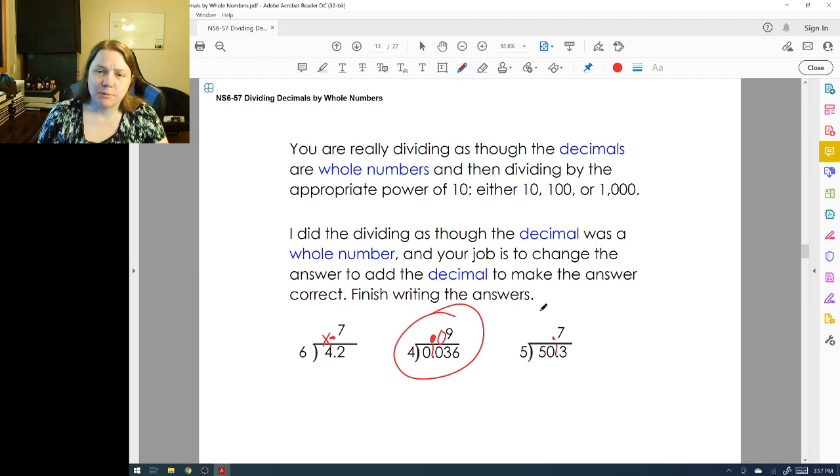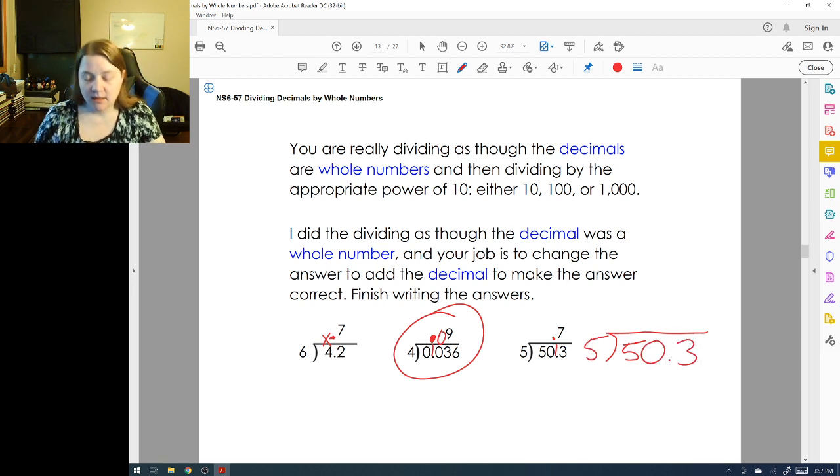I'm looking at this problem, I'm looking at the numbers. It's not quite making sense to me right now, so I'm going to double check the math and see what this answer should actually have been. 5 goes into 5 1 time. 5 goes into 0 0 times. And 5 goes into 3. Well, 5 doesn't go into 3, so I'm going to put a 0 here.